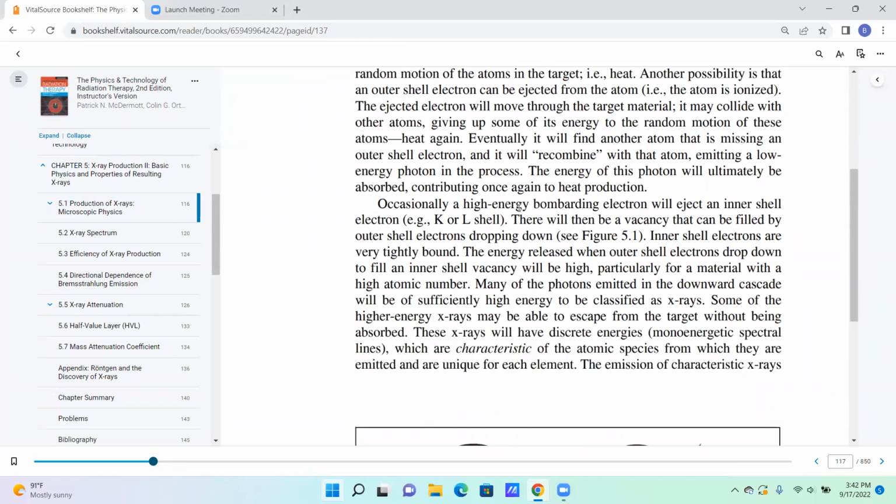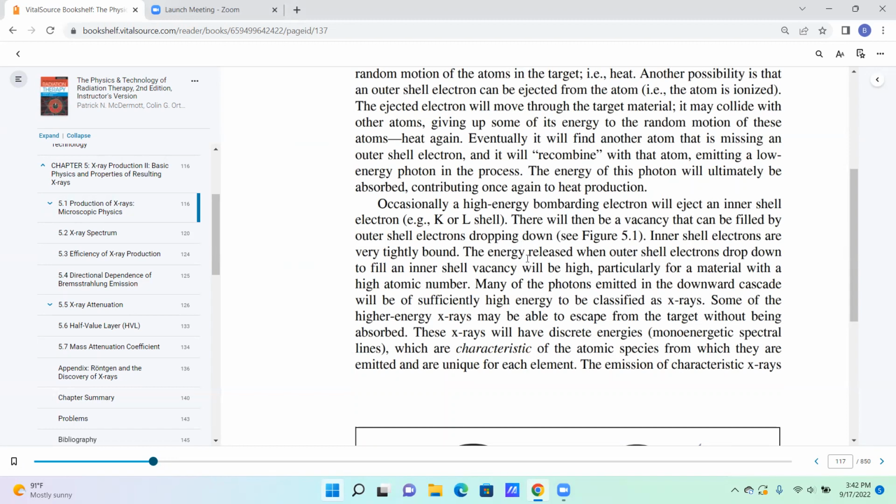Now, occasionally a high energy bombarding electron will eject an inner shell electron, either in the K or the L. There will be a vacancy that will be filled by the outer shell electrons dropping down, almost like having a desirable apartment being desired by tenants of a less desirable apartment. They're going to gravitate towards that. Costs less energy, so boom, that's what's going to happen.